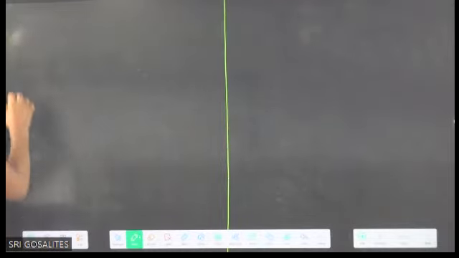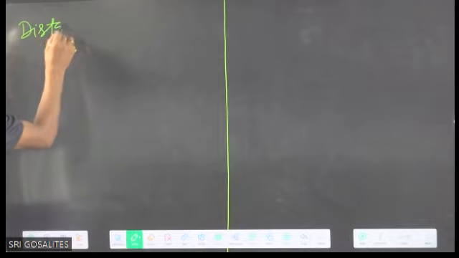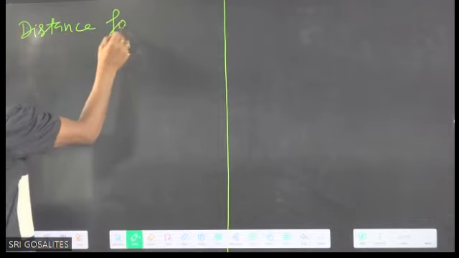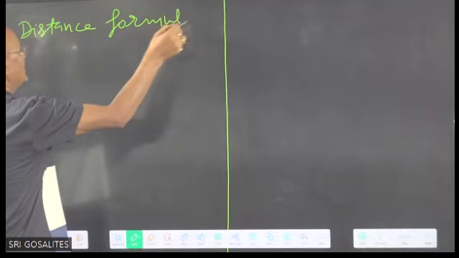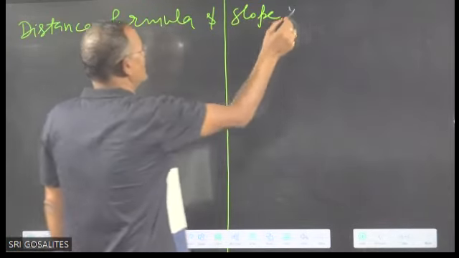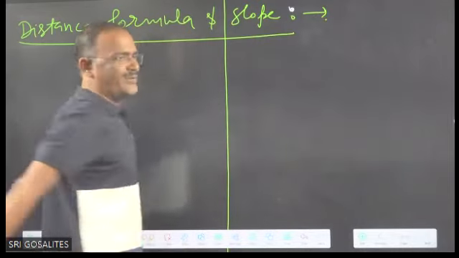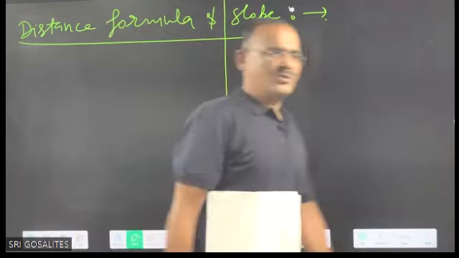So now, the next is distance formula and slope. It means here we will consider 2 points and we will define the slope. Okay.